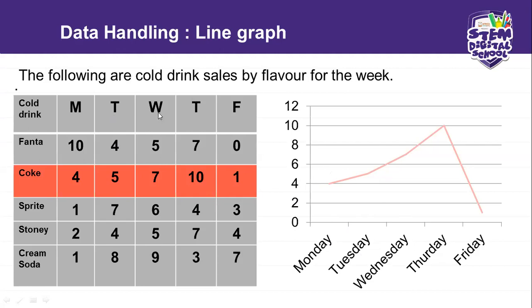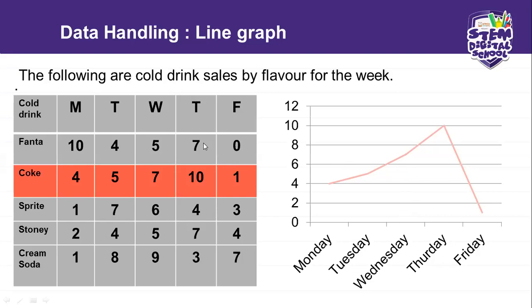We go back to the table. For Wednesday, how many cold drinks were sold? The table tells us that 7 cold drinks were sold. We go back to the graph. There is our Wednesday. We go up on our graph 2, 4, 6, 7. There is the meeting point. You can see that it is between 6 and 8.